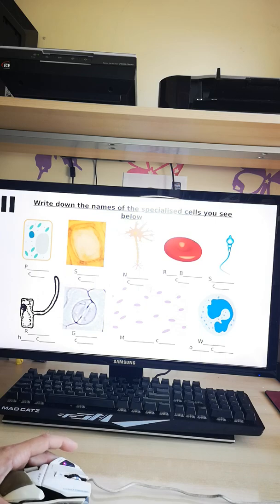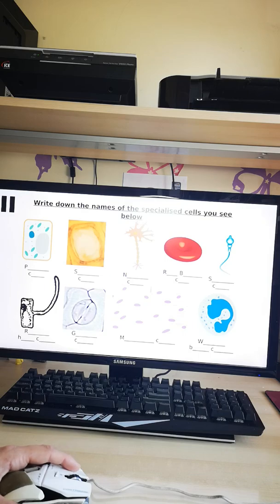Okay, so thinking about specialised cells, can you name all of these? You can pause and write them as quickly as possible. Off you go. Okay, so are we there or thereabouts? If not, just pause me and start me again in a minute.